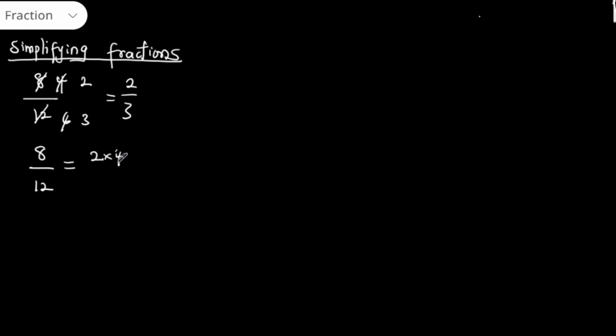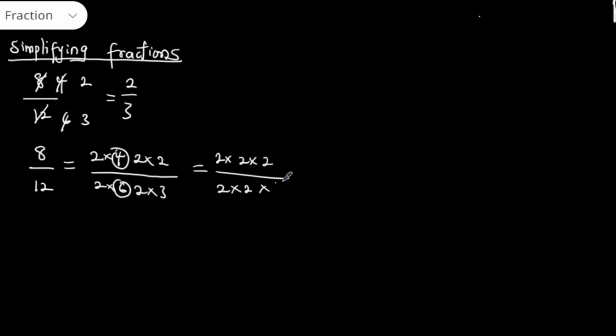Now, 4 can still be expressed. 4 is the same thing as 2 times 2. 12 is the same thing as 2 times 6. 6 is the same thing as 2 times 3. That means that 8 is 2 times 2 times 2, whereas 12 is 2 times 2 times 3.